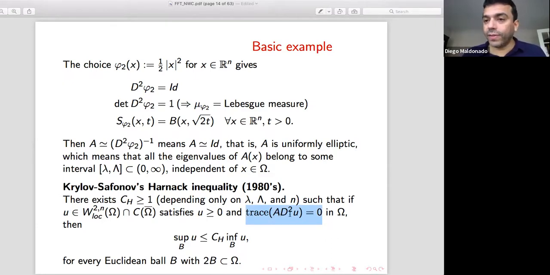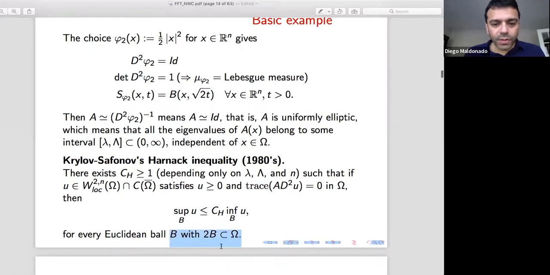Trace(A D²U) equal to 0 in omega, where A is uniformly elliptic, then the function U has the Harnack property, meaning that the supremum of U is controlled by the infimum, where this constant is a structural constant that depends only on the lambdas, the size of the boxes, and dimension. And it happens uniformly for any Euclidean ball in the omega, all right?